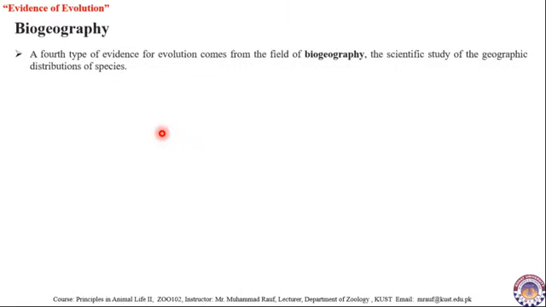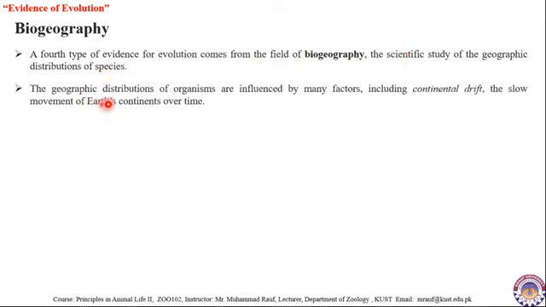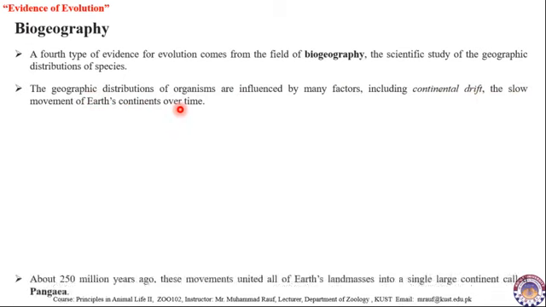Biogeography. A fourth type of evidence for evolution comes from the field of biogeography, the scientific study of the geographic distribution of species. The geographic distribution of organisms is influenced by many factors, including continental drift. Continental drift is the slow movement of Earth's continents over time.